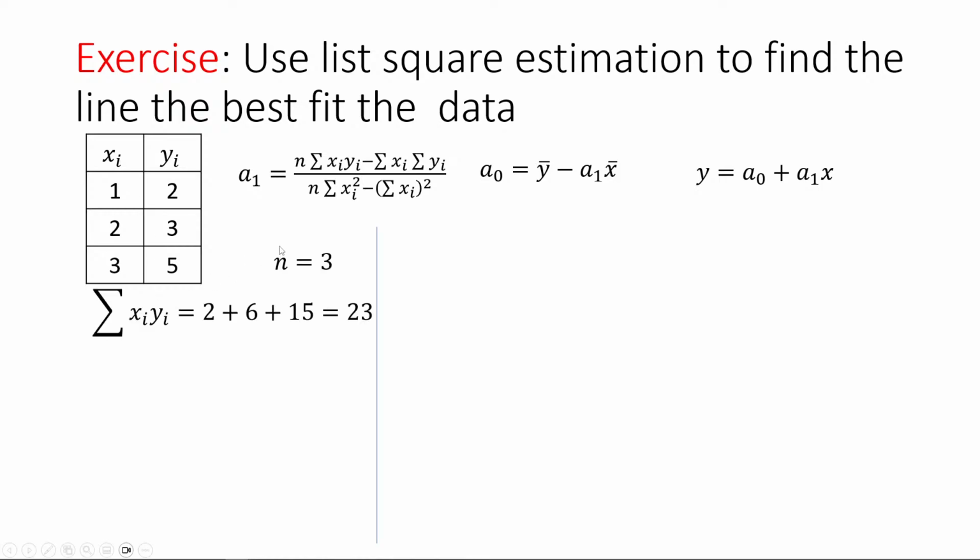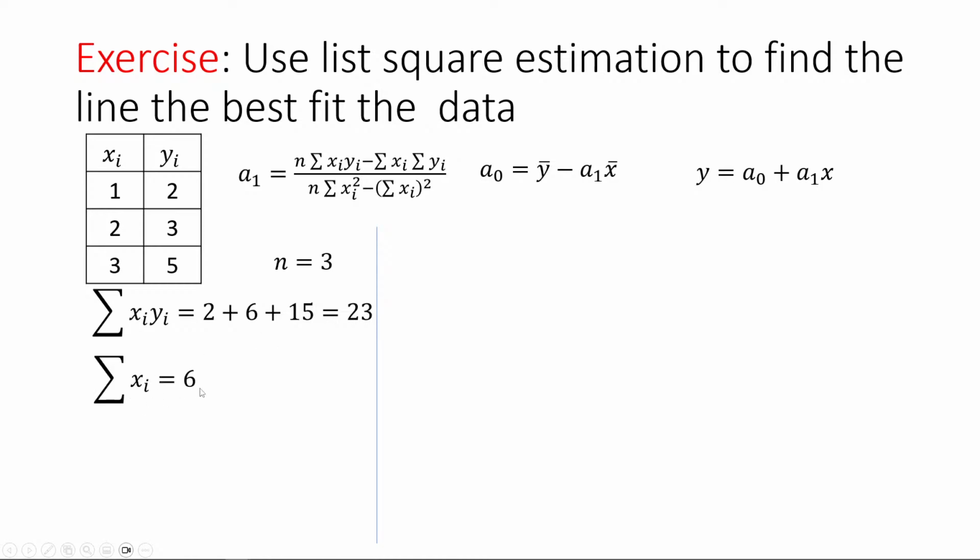So n is equal to 3, and then basically you just sum xi times yi. So xi times yi, that's like 1 times 2, that's 2. 2 times 3, that's 6. 3 times 5, that's 15. You sum them, you get like 23.